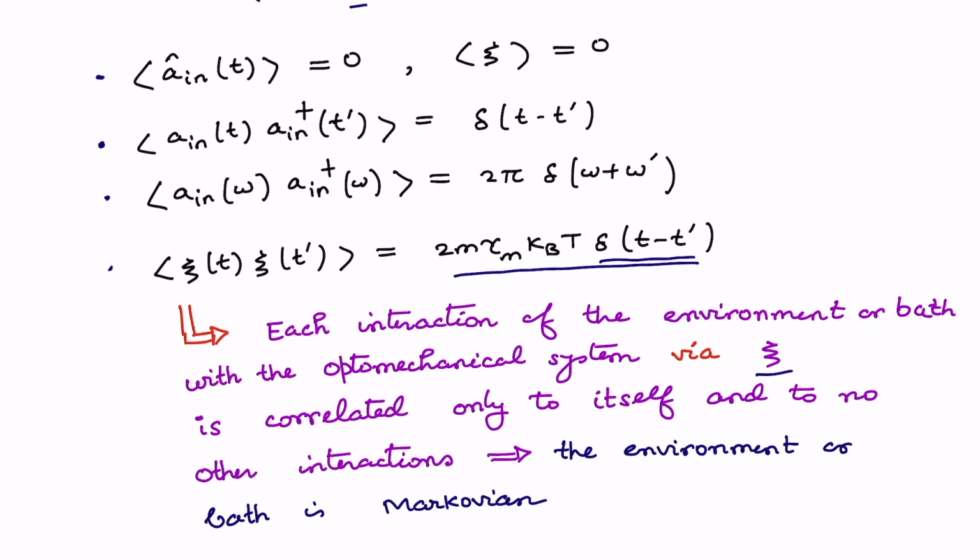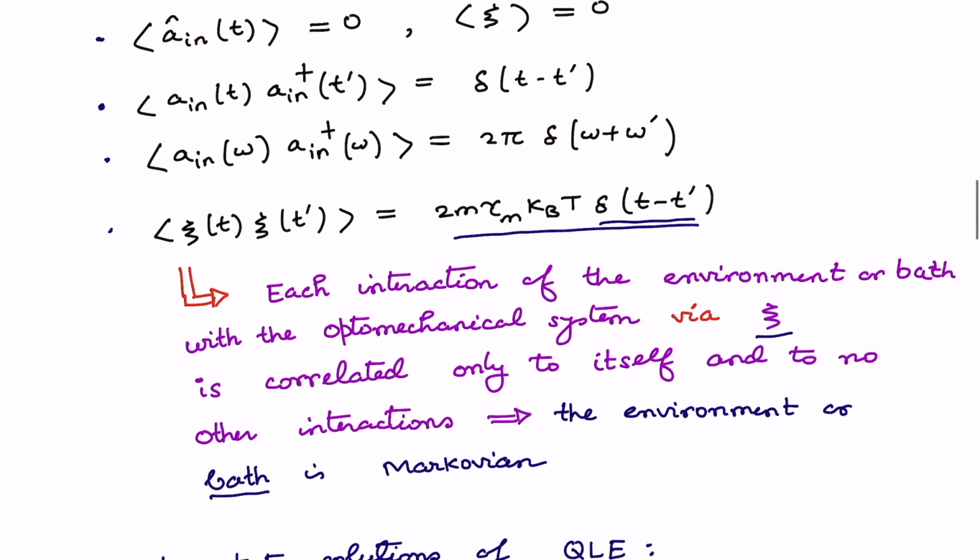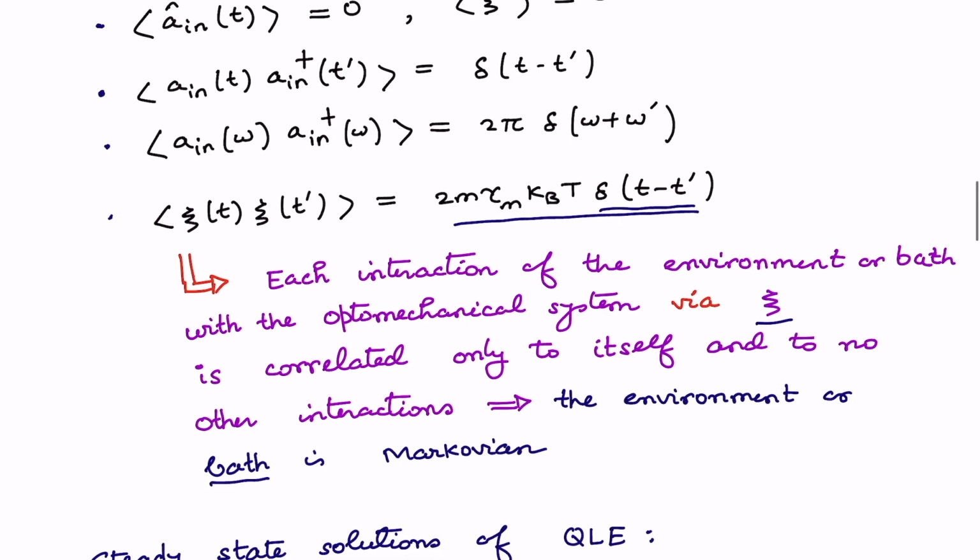So the environment, which is also known as the bath, is Markovian. This basically means that this correlation is dependent on the present time only, it does not involve whatever is happening in the past. So that's why these quantum noises are assumed to be Markovian in nature.